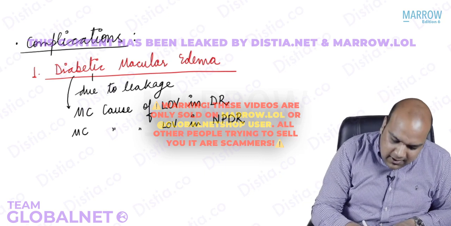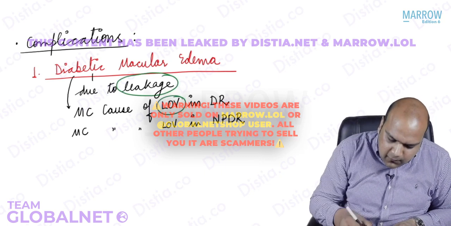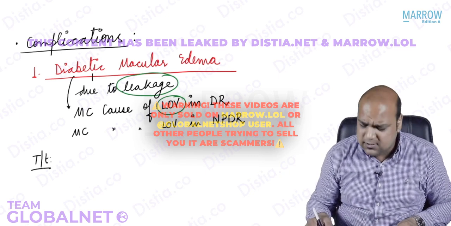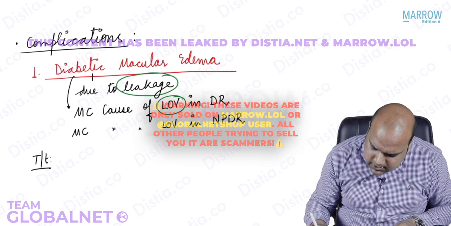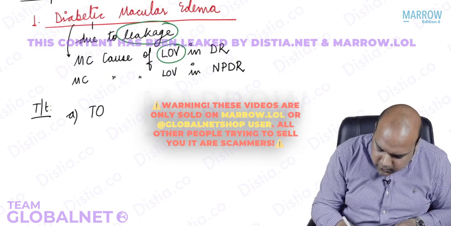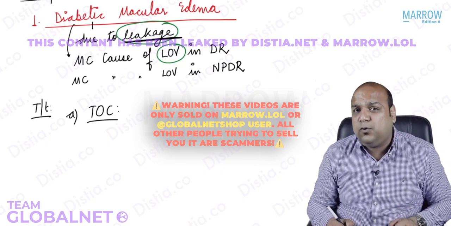Yes? Now, because there is leakage occurring, because there is loss of vision occurring, what would I want to do for diabetic macular edema? I would like to treat. So what are my treatment options? A, everybody, treatment of choice. As soon as I focus on the word leakage, leakage means photocoagulation.